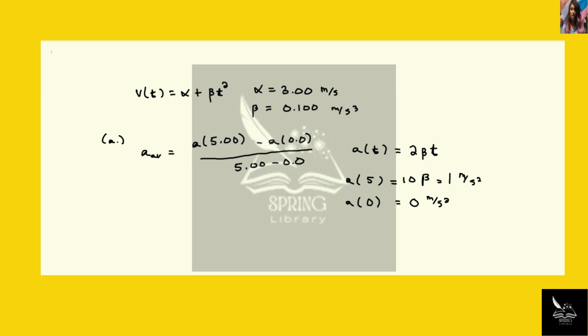These are actually the answers to part B of the problem, but we need them to calculate part A. We can just plug these in, and we get 1 minus 0 over 5. And so the average acceleration for the trip is 1/5, or 0.2 meters per second squared. And so that's parts A and B done.